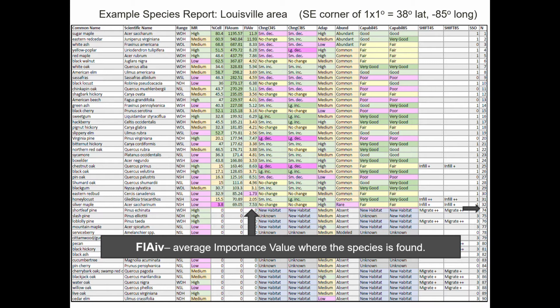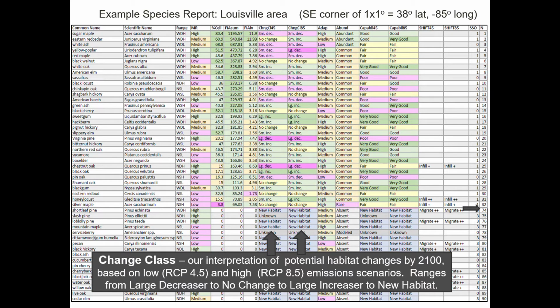So the previous one is dealing with averaging across the entire 1 by 1 degree area, whereas this one is if you find the species in those cells where it's present. This is the average importance value ranging from 0 to 100. So again, sugar maple and eastern red cedar are about the same position in the first place for importance where you find it. Then we have change class, and that's our interpretation of the potential habitat changes by 2100.